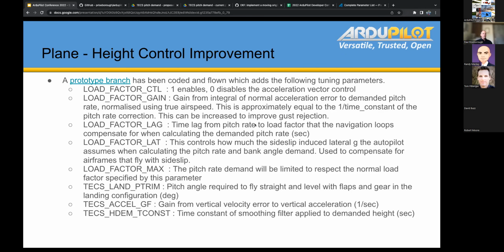And also, within TECS itself, we have a gain from vertical velocity error to vertical acceleration. So there are some additional parameters there. I'm still working out which ones would need to be exposed to the user.